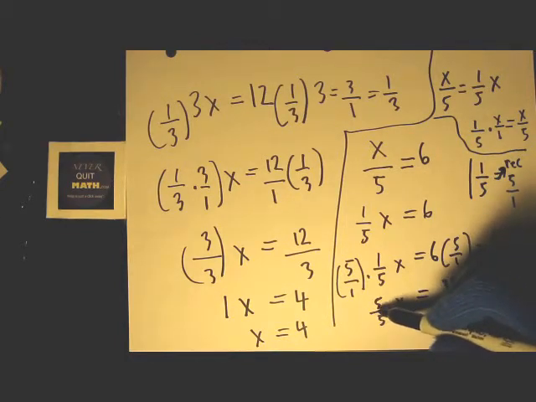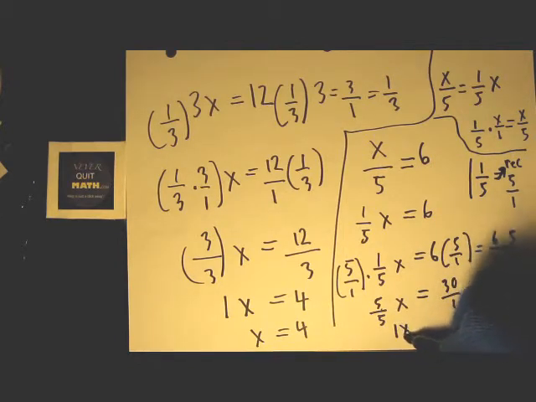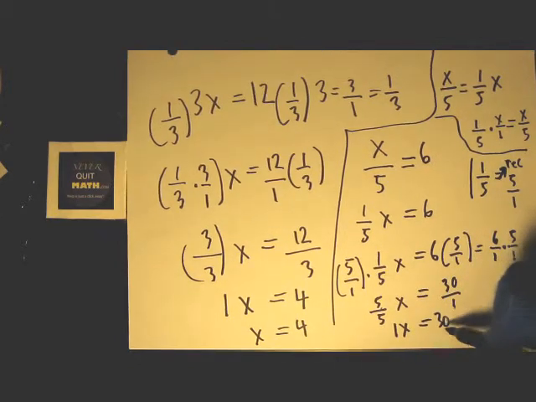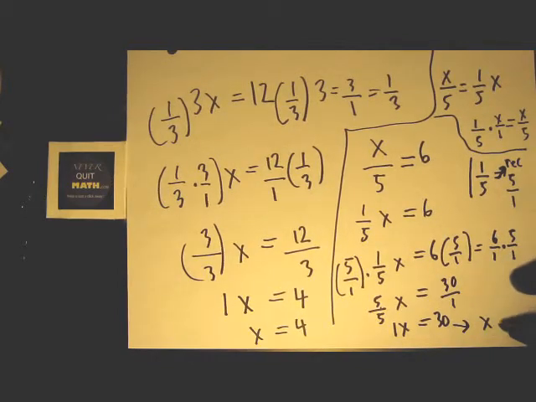So from here, any number over itself is going to be 1, so we got 1x is equal to 30. And that's the same thing as x equals 30. Got it?